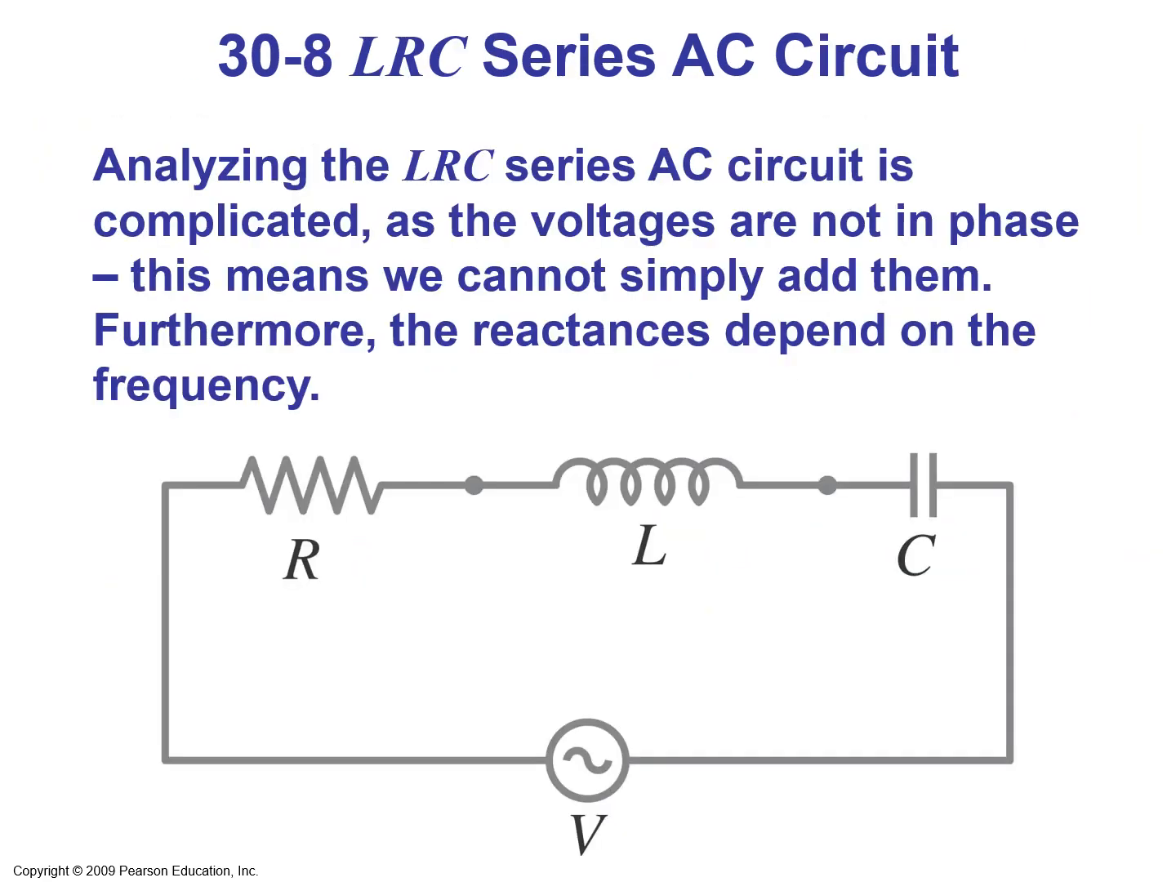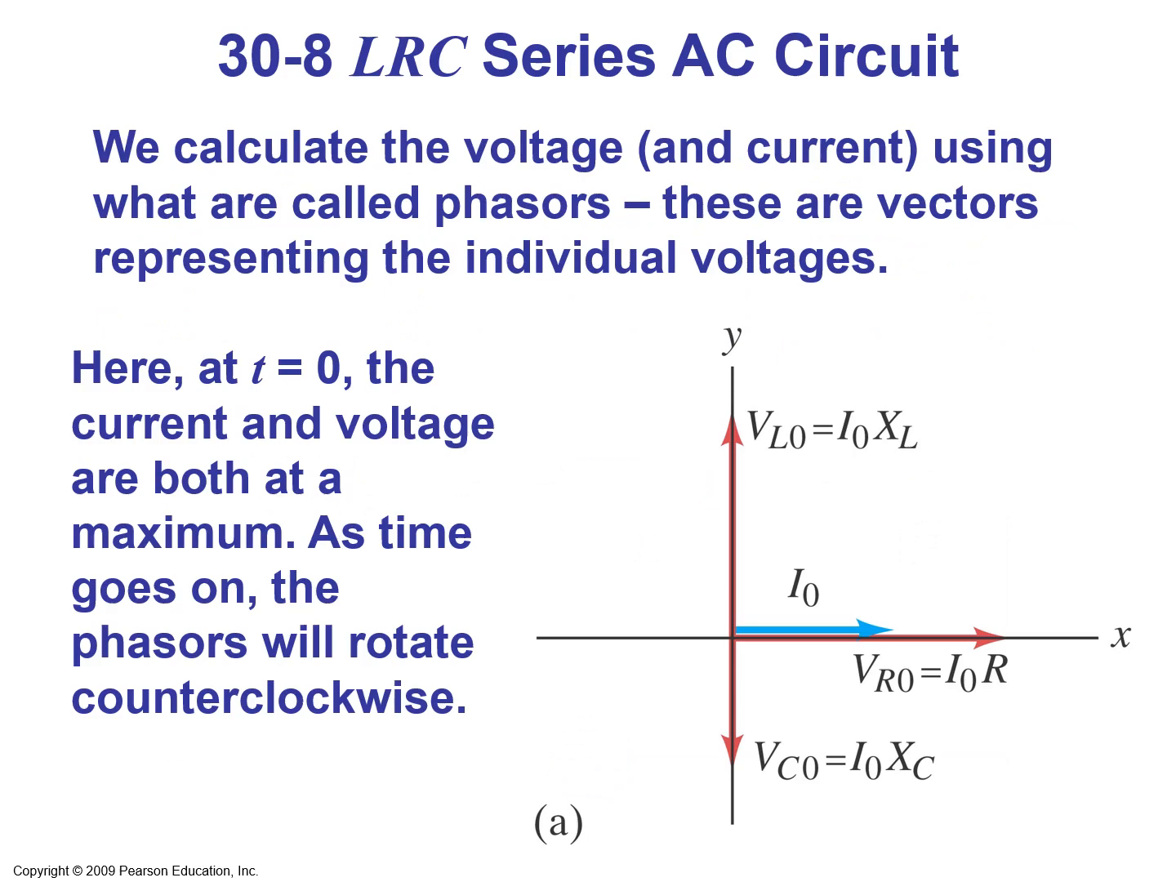Section 8. LRC series AC circuit. Analyzing the LRC series AC circuit is complicated, as the voltages are not in phase. This means we cannot simply add them. Furthermore, the reactances depend on the frequency. We calculate the voltage and current using what are called phasors. These are vectors representing the individual voltages.